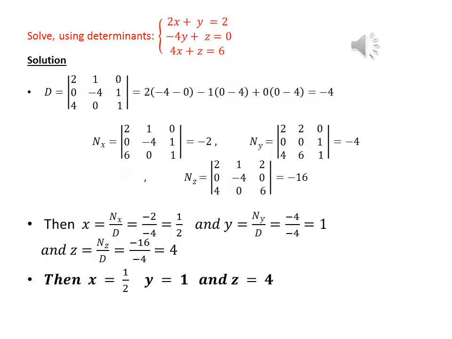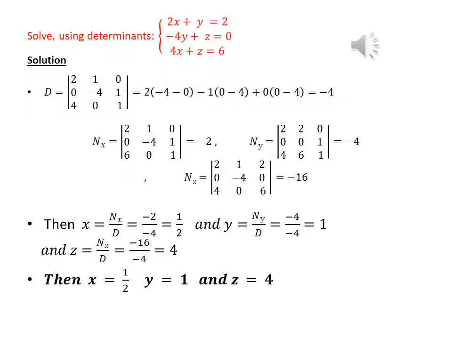Second equation, coefficient of x is equal 0. Coefficient of y equal negative 4. Coefficient of z equal 1. Third equation, coefficient of x equal 4. Coefficient of y equal 0. Coefficient of z equal 1. So the determinant of the coefficients is 2, 1, 0, 0, negative 4, 1, 4, 0, 1. Get the value, which is equal to negative 4. To get x, instead of the first column put 2, 0, 4.